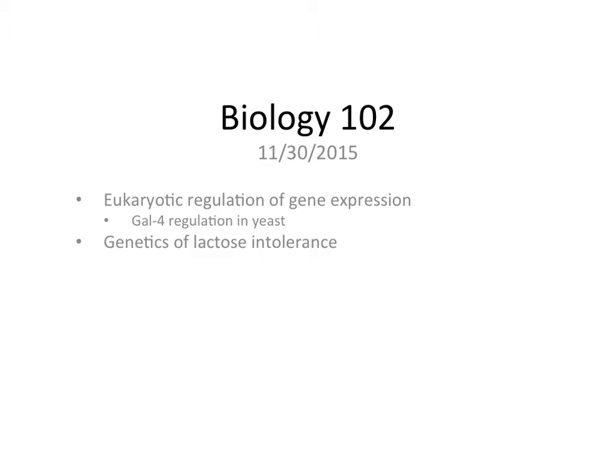I'm going to summarize what we talked about last time, and then we're going to get into these two new topics for today. Previously, we looked at how bacteria control transcription, how they regulate whether or not a gene is transcribed or not. Today, we move into eukaryotic gene expression, how we control gene expression, which is mostly the same way that bacteria do. There are a couple of exceptions. We're going to talk about those and the Gal4 regulation system in yeast specifically.